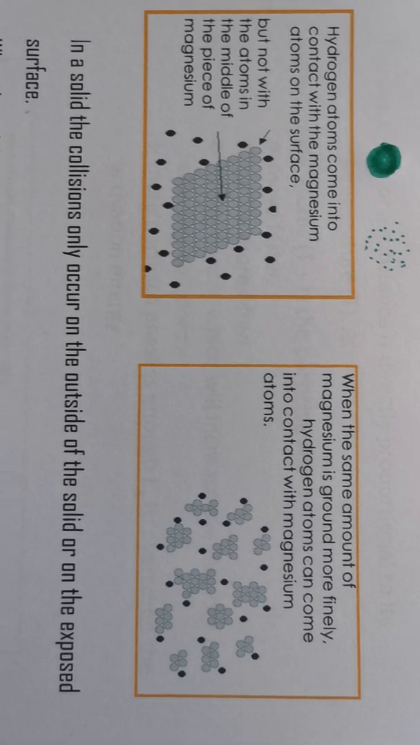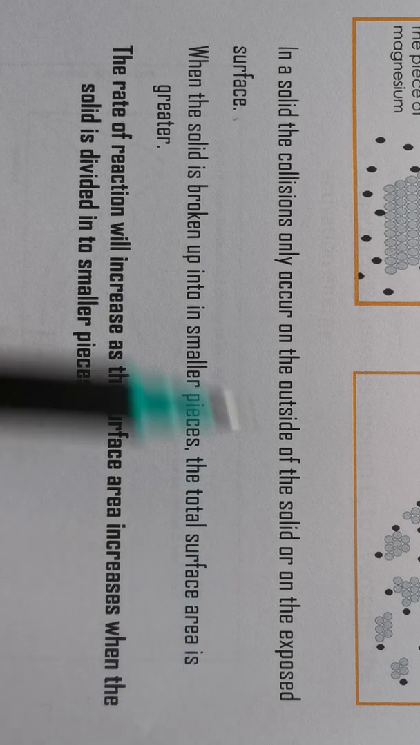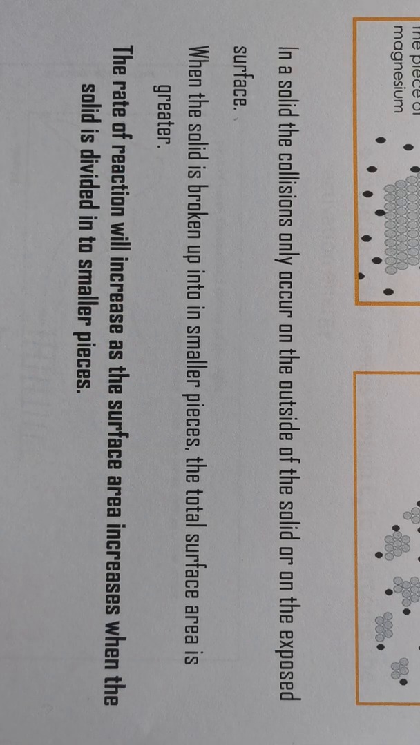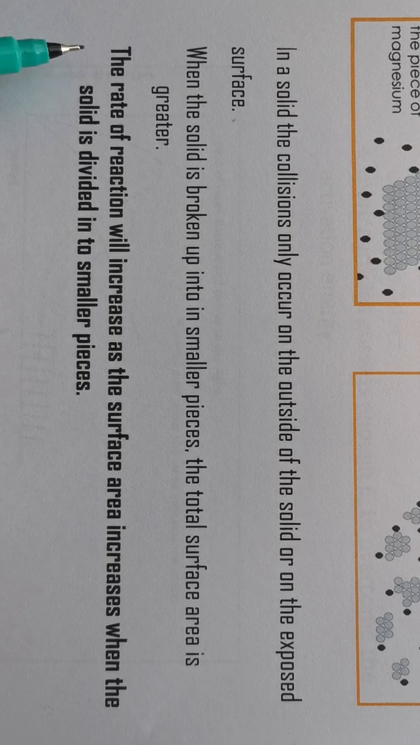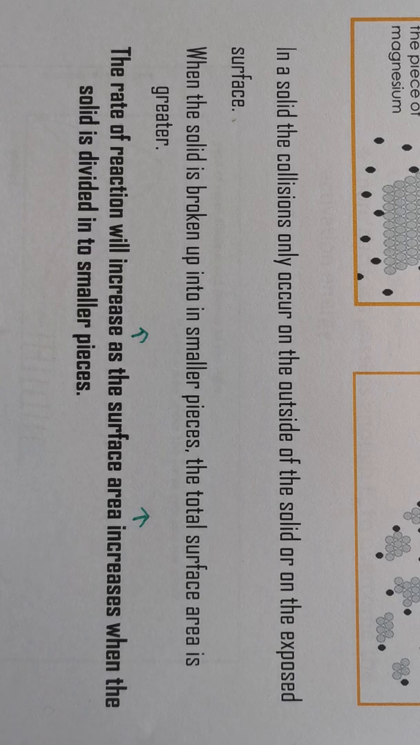Now, in a solid, the collision only occurs on the outside of that solid. That's what I was talking about with my example. Or on the exposed surface. But when the solid is broken up into smaller pieces, the total surface area becomes greater. And as a rule, the rate of reaction will increase as the surface area increases when the solid is divided into smaller pieces, which is really, really useful, because what a lot of scientific processes do is, instead of using a solid piece of metal, they will use metal granules or something like that, to affect the rate of reaction.